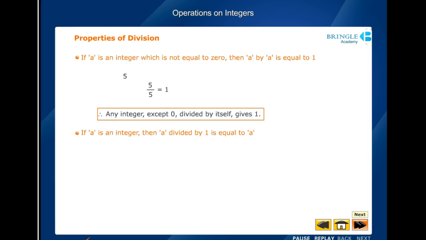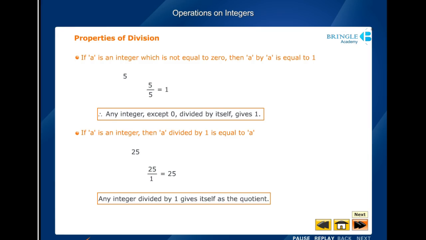If a is an integer, then a divided by 1 is equal to a. Let us consider an integer 25. Divide the integer by 1. The quotient is equal to 25. Here, any integer divided by 1 gives itself as the quotient.